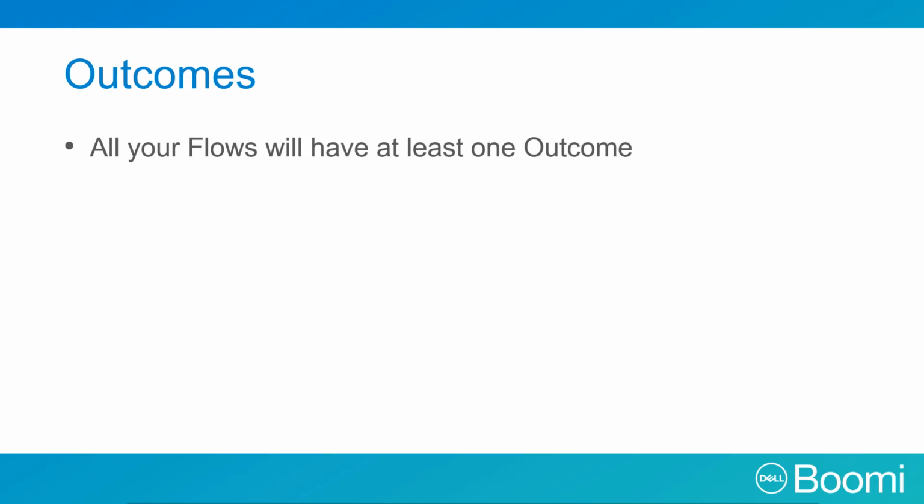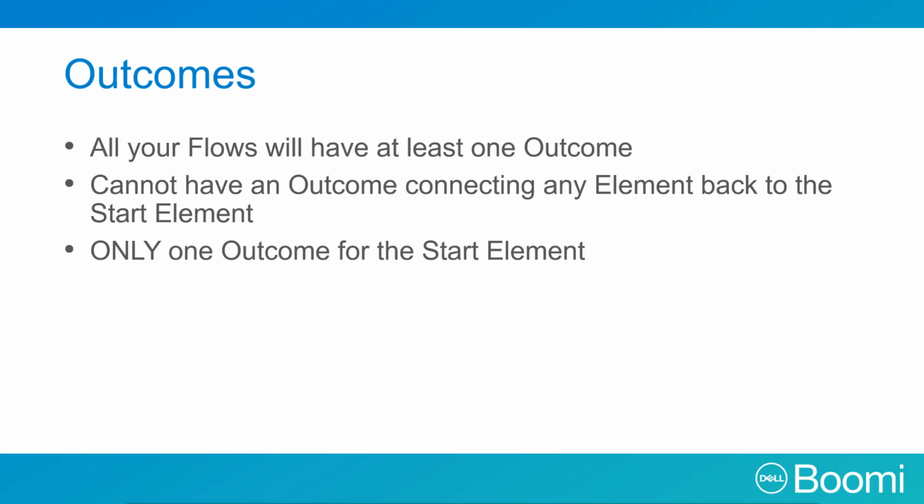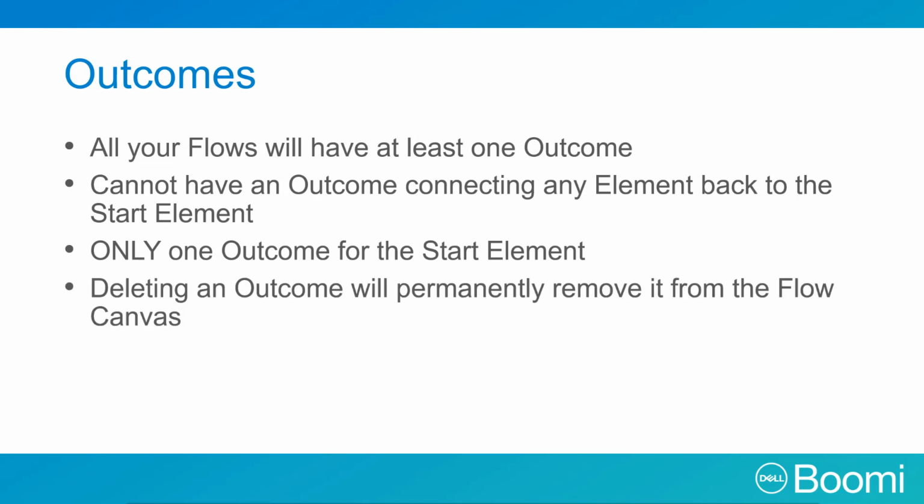All of your flows will have at least one outcome. No outcome can be created that would connect a map element back to the start element. Simply stated, you can only connect the start element to other map elements. Additionally, the start element can only have one outcome. If you delete an outcome, it cannot be undone.